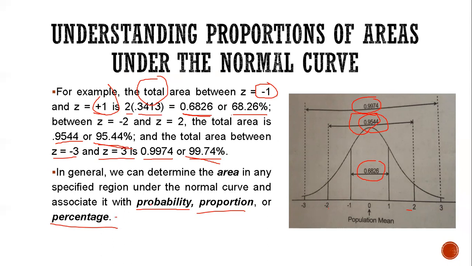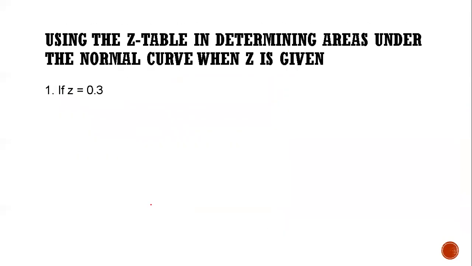Okay? So, I hope it's clear. So, meron tayo dito example: using the Z table in determining the areas under the normal curve when Z is given. Actually guys, parang recap na lang doon, no? Kasi nadaanan na natin siya sa lesson 1, kung paano siya ginagawa. Di ba meron tayong 4 steps method na sinusunod para ma-identify? So, parang babalikan lang ulit natin siya.